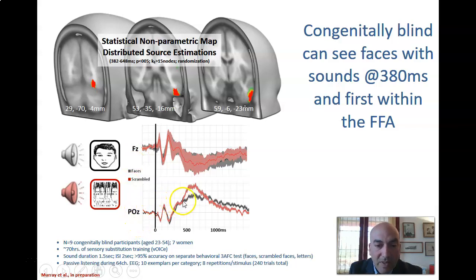What we can observe is that starting at approximately 380 milliseconds, the congenitally blind can indeed see faces conveyed by soundscapes, and that these effects occur first within the fusiform face area. It does suggest that indeed visual cortices, normally involved in face processing, are the first to demonstrate sensitivity to faces conveyed via soundscapes.